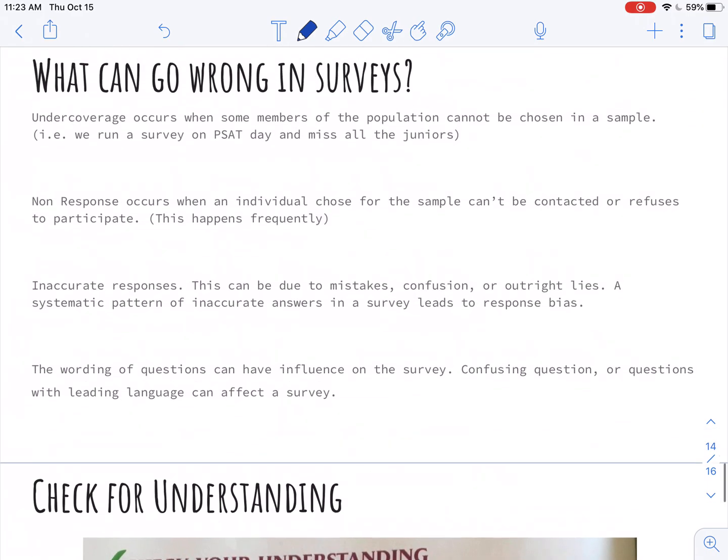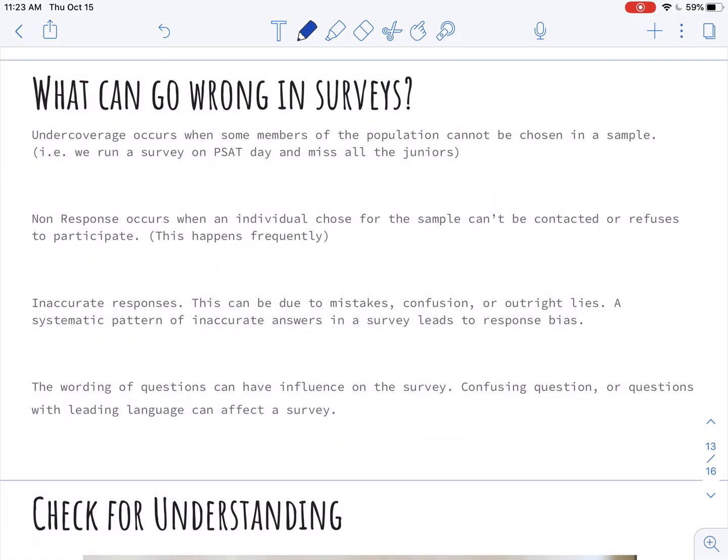Now, what can go wrong in surveys? Undercoverage, that's the biggest one. So some members of the population can't be found. Let's say that we ran a survey in the upper school the day we gave the PSAT. Well, we're not getting any of the juniors' opinion. They're completely undercovered. Let's say that we're running a survey of the first people who walk into school, the students who set their alarm for 8:10. We're not getting their opinion. They're undercovered.